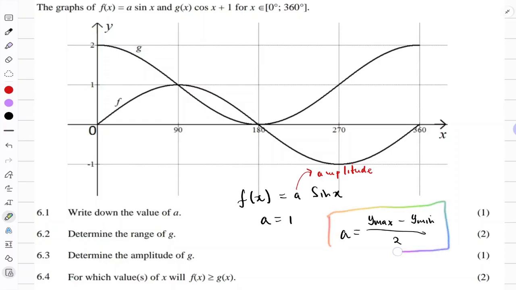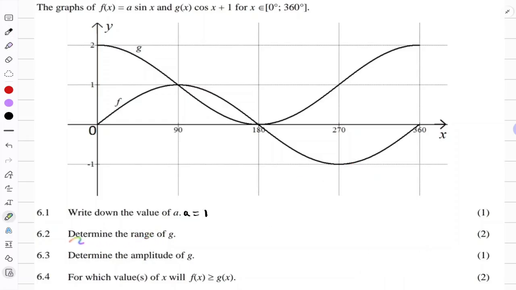Alternatively, you could use the formula. The amplitude is the maximum y value minus the minimum y value, divided by 2. So for f(x), your maximum y value is positive 1. Your minimum y value is negative 1. If you substitute these values into the formula, you get 1 minus negative 1 over 2, which is equal to 2 over 2, which is equal to 1. So our amplitude is equal to 1.